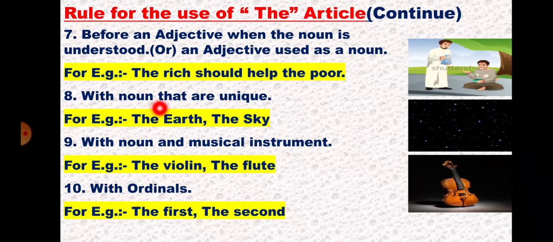Eighth, with nouns that are unique, like earth, sky. So with that also we are using the article the. With nouns which are musical instruments, so here violin, flute, with that also we are using the article the. With ordinals like first, second, so with that also we are using the article the.